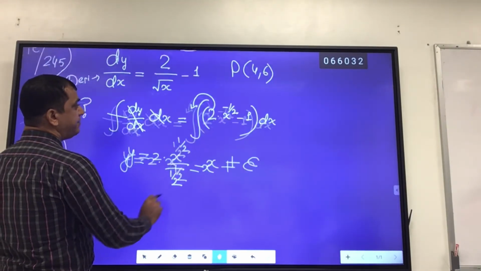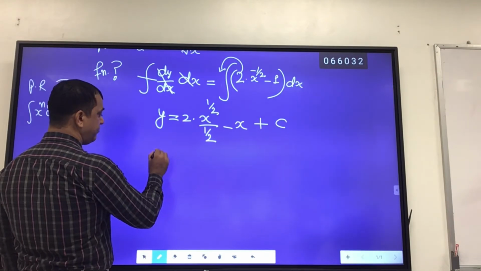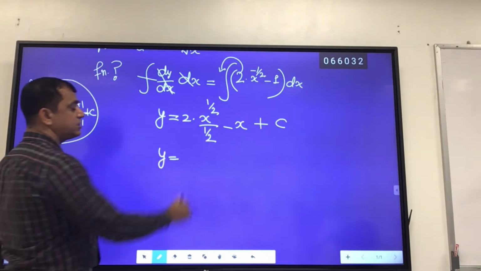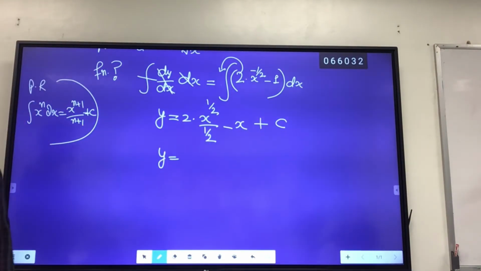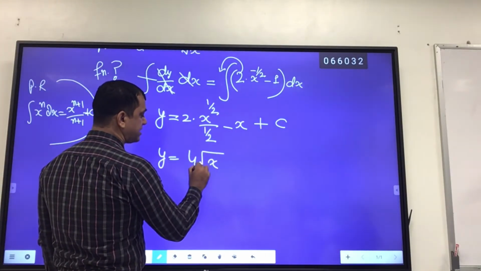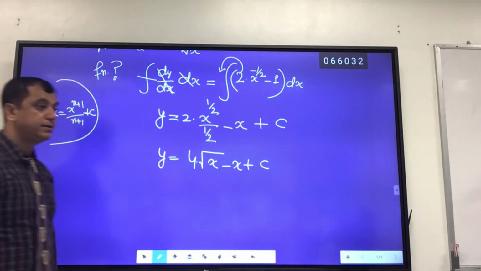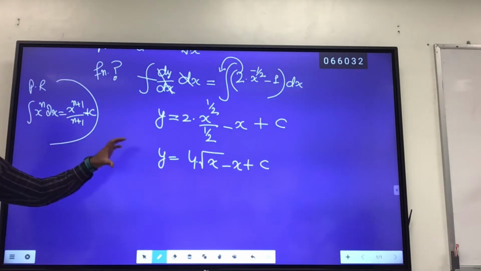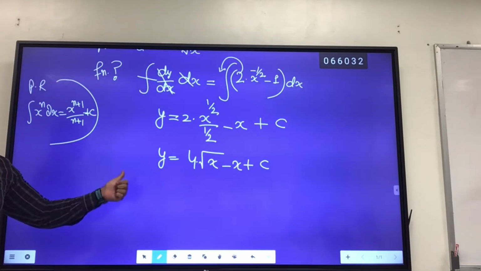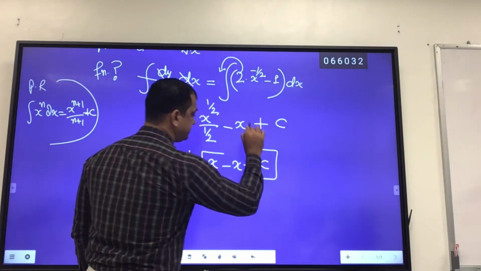We are given point P(4, 6), right? So let's simplify further. It will be y is equal to, this is 2 divided by 1/2, which is 4, right? x power half is root of x, so 4 times root of x minus x plus c. That's okay? So we got the equation of the curve, but this is a general equation. Why general equation? We don't know this constant.